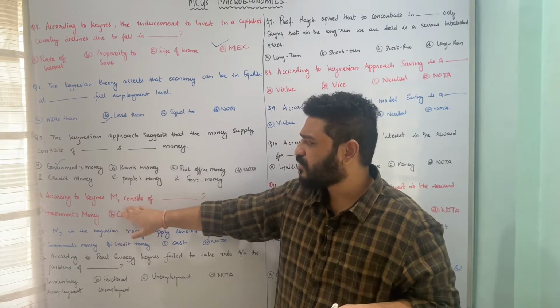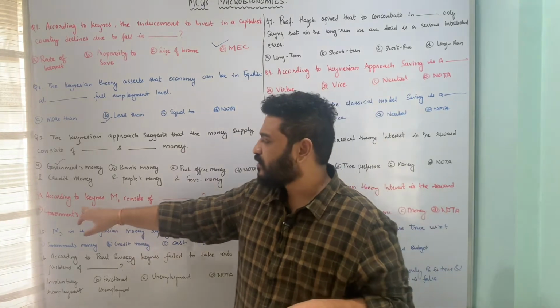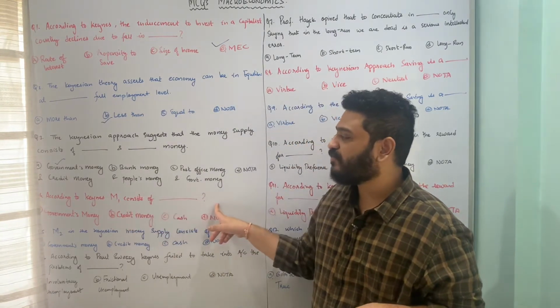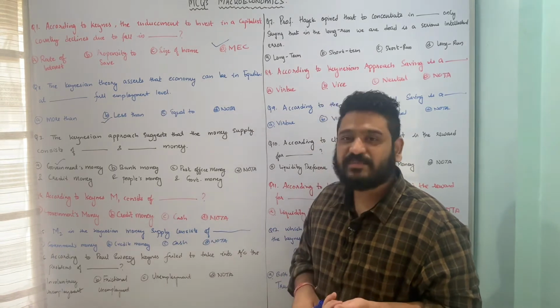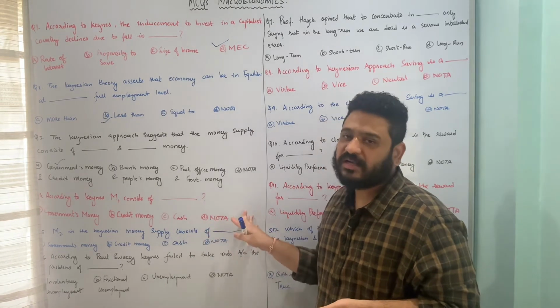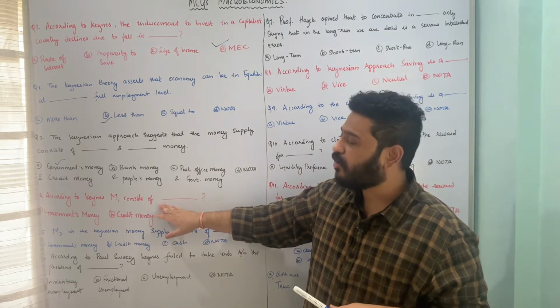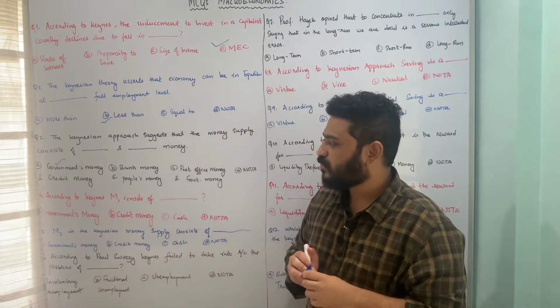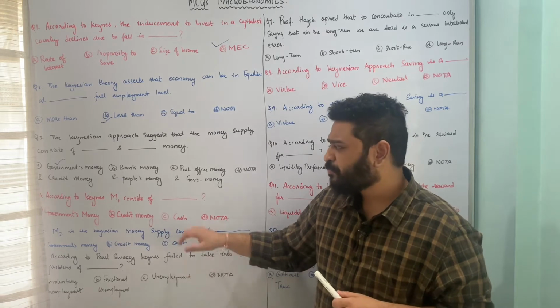So next question is talking about M1, which is also called government's money. The question is framed in this fashion: according to Keynes, M1 consists of dash. So M1 consists of A, government's money, B, credit money, C, cash, or D, none of the above. So here M1 specifically consists of the government's money, and therefore option A is the correct answer to this particular question. Let us now move to the next question, which is talking about M2.